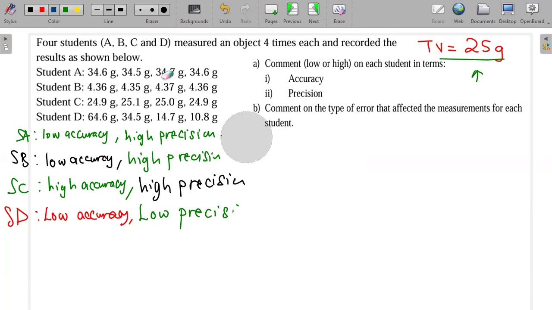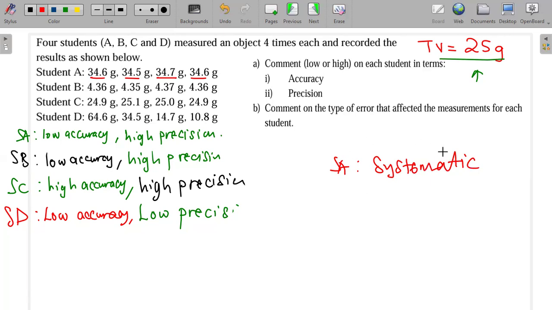All right, so now having explained this, we can actually state what type of error affected each of these measurements. We start with student A. The true value is 25 grams, and I see here I have 34.6, 34.5, 34.7, 34.6. All these are above the true value. So for student A, we're going to say the error that they experienced was just systematic. It's in one direction. All the measurements that they did were greater than the true value.